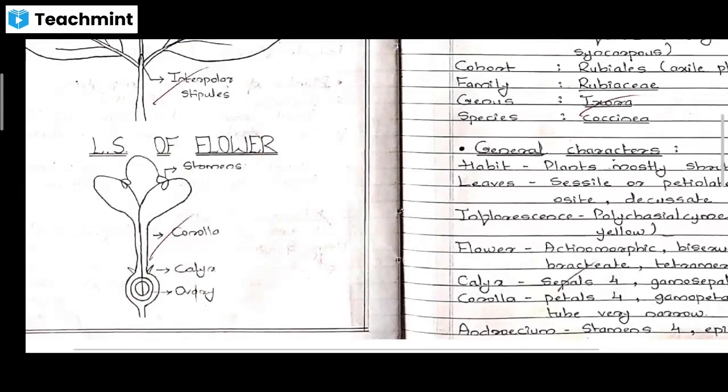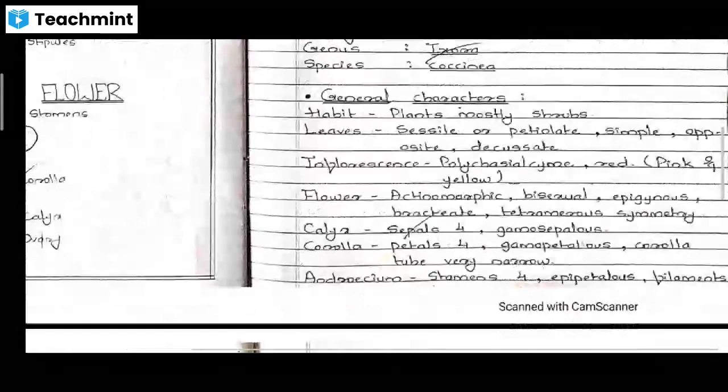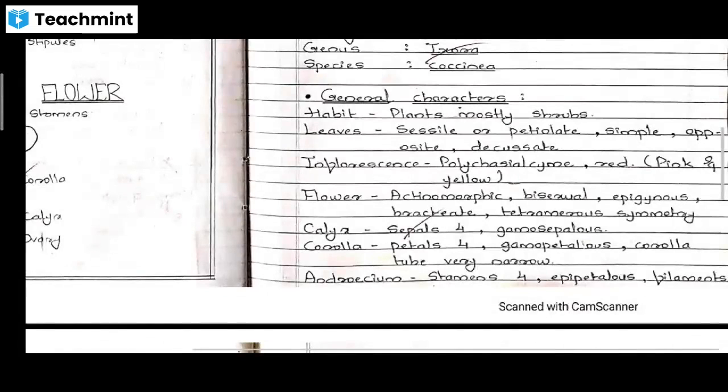So it is tetramerous, or they are differentiated into four parts. That means it is tetramerous symmetry. Then about the calyx, there are four sepals, and they are all fused. Then petals are also four, and they are gamopetalous, present in fused condition. Then the corolla tube is very narrow.